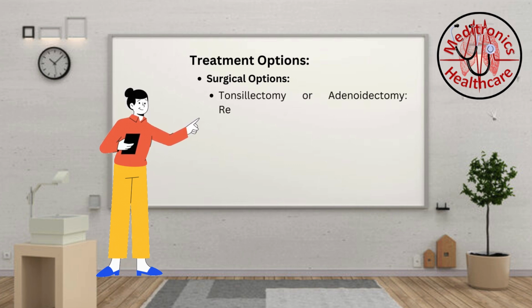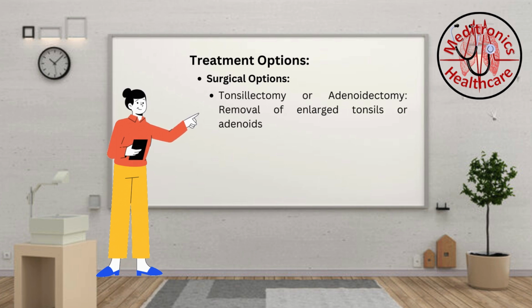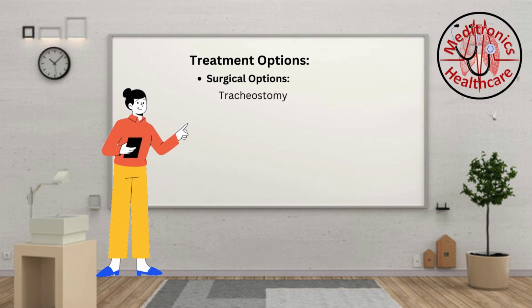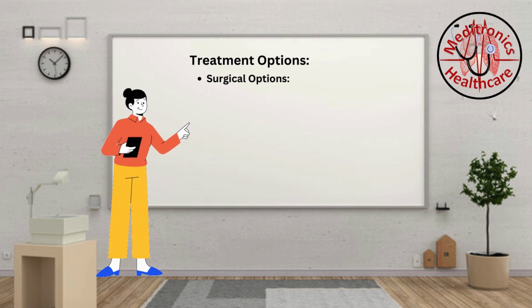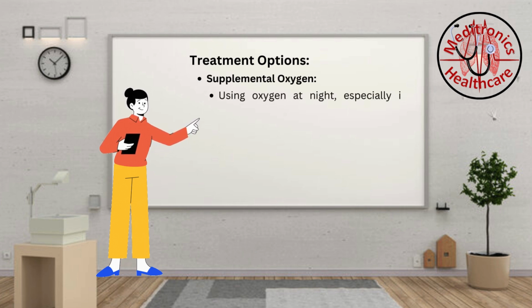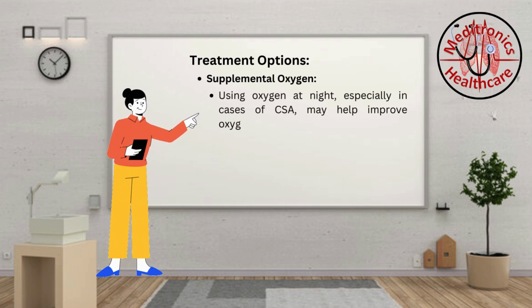Tonsillectomy or adenoidectomy, removal of enlarged tonsils or adenoids that may be blocking the airway. Tracheostomy, creating a direct airway through the neck, used in severe, life-threatening cases. Supplemental oxygen. Using oxygen at night, especially in cases of CSA, may help improve oxygen levels during sleep.